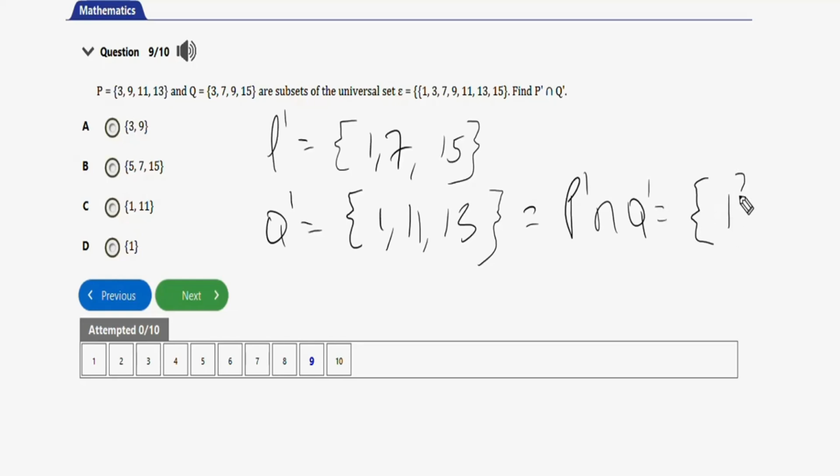1 only. So this will be the answer, 1. Option D will answer this question. So let's wipe this and see the last question.